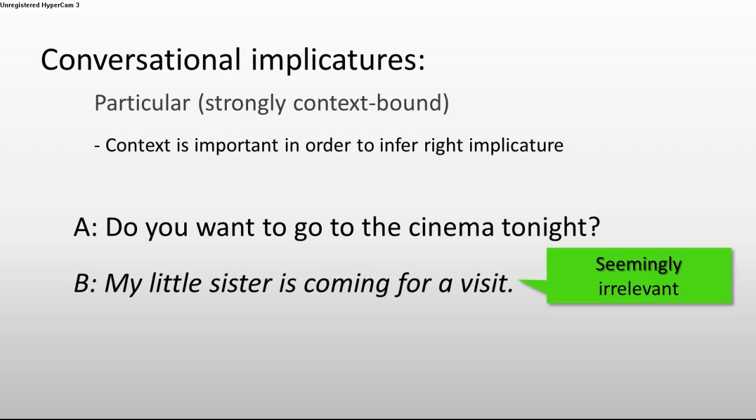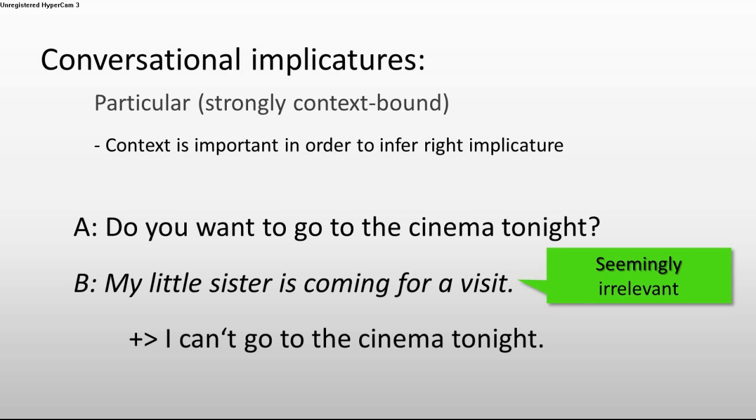So to use and point out the implicature, B flouts the maxim of relevance. Now why is this an example for a particular implicature? Well, simply because we wouldn't have a clue what B's utterance is about if we didn't have A's question.